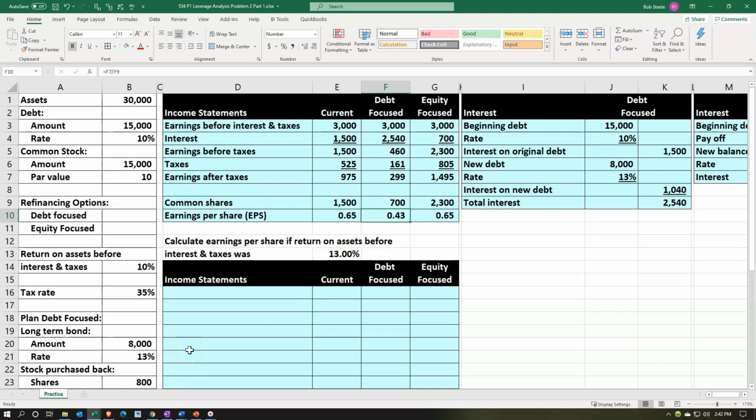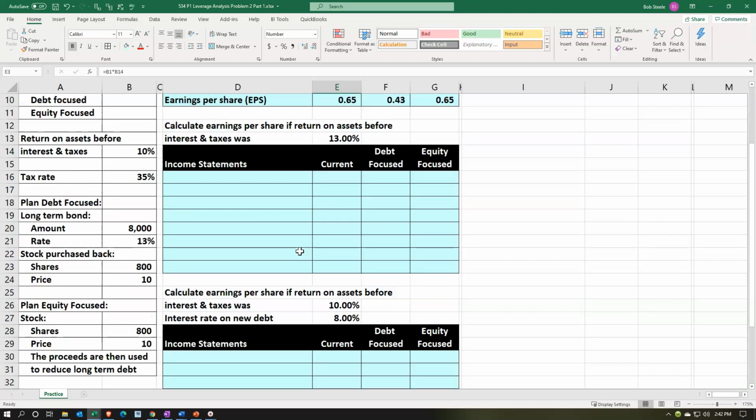So that's where we're going to stop here, and then we'll do some adjustments in the next presentation, just taking this scenario and then making some adjustments, such as we're going to calculate the earnings per share if the return on assets before interest and taxes was now 13%. So basically increasing our top line number and then running these scenarios and seeing what would happen.